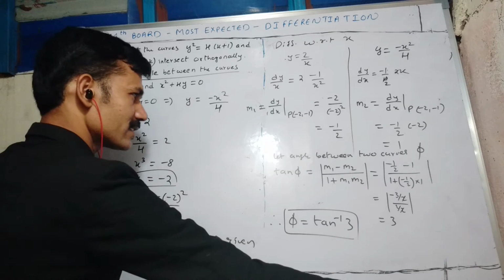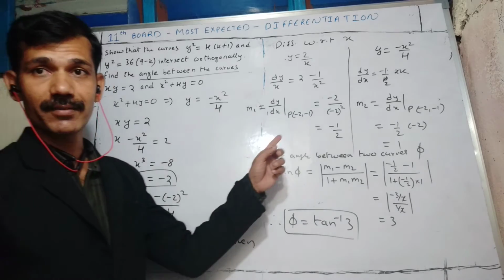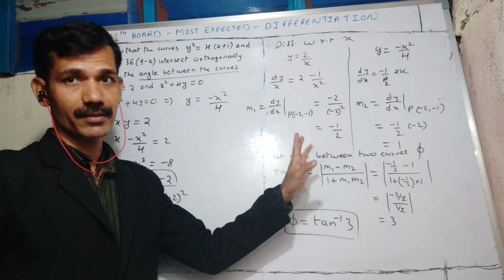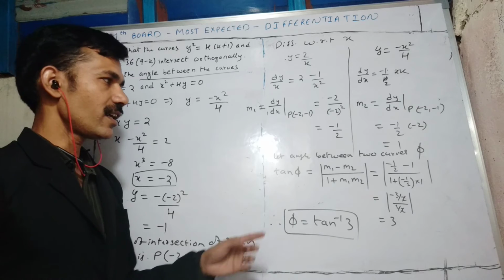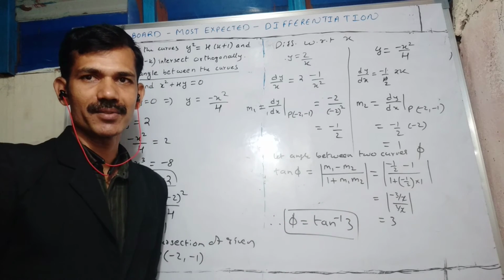Okay. The thing is, two curves are there, we found the point of intersection. After that we did differentiation and we found the slope at that point of intersection. After knowing the slope, we can find the angle between the two curves.